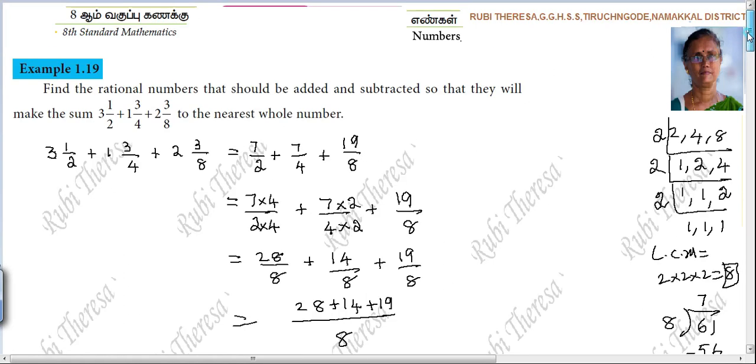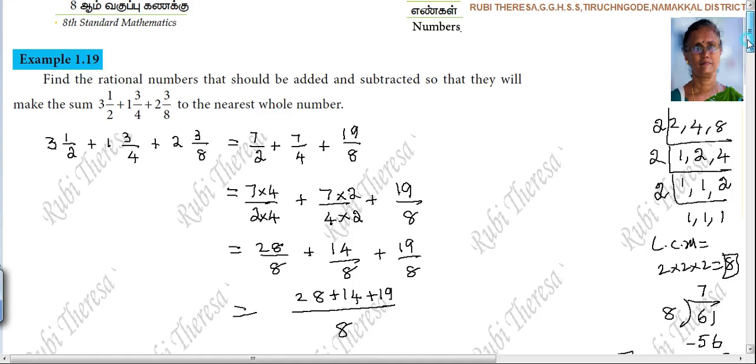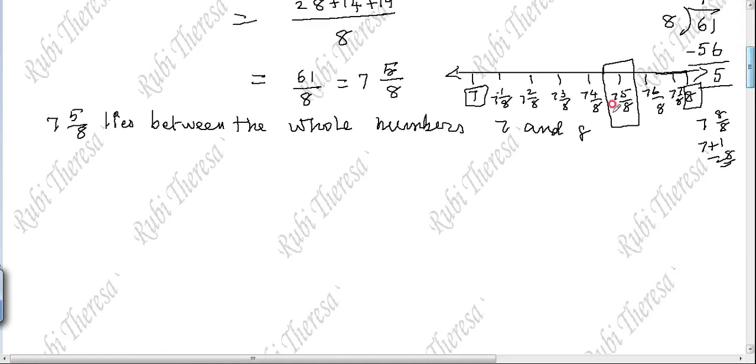Next one, what have they actually asked? What should be added and subtracted? So you have to get 7 and you have to get 8. So when are you getting 7 and when are you getting 8? This is very easy. Understand? 7 5 by 8. Now to get this 7, which part should you not have? Very good.